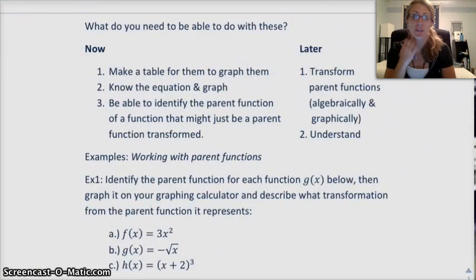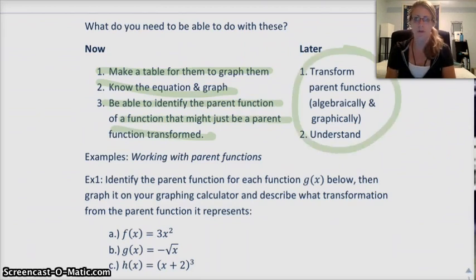All right, so what do you need to be able to do with these? Right this instant, except for 8 through 10, you need to make a table for them, graph them, know the equation and the graph, be able to identify them, which parent function is in a graph or in a function. Later, we'll be doing more stuff, transforming and actually understanding them, but for now, it's just recognizing them, okay?